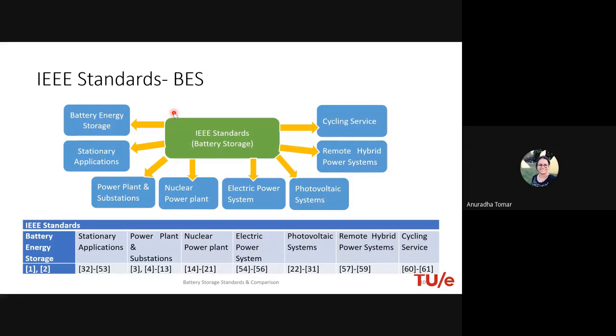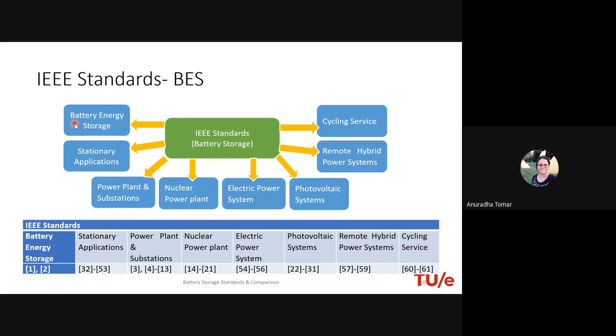So here I've tried to group the different battery energy storage standards which are available with the IEEE. This is not a standard categorization that is available within IEEE. It is something that I've made just to show you a picture of what kind of different standards are available in IEEE which are associated with battery storage.